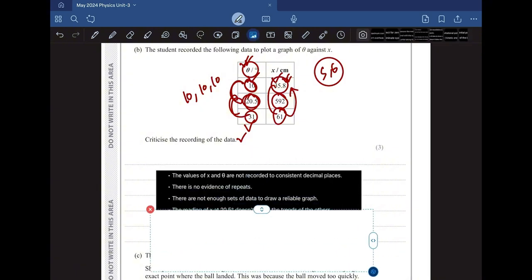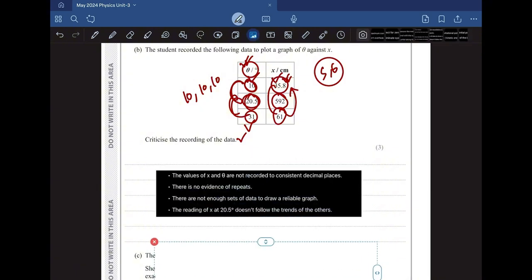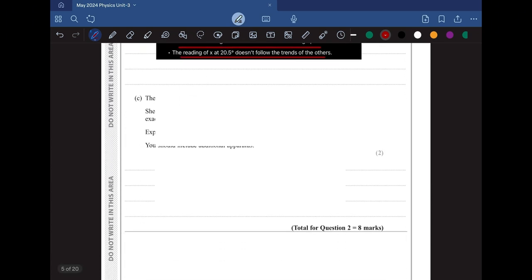I have written 4 of them, but you will have to give only 3 of them because the question is a 3 marks question. The values of x and theta are not recorded to consistent decimal places. The decimal places are inconsistent. There is no evidence of repeats. They didn't repeat the readings. There are not enough sets of data to draw a reliable graph. And the reading of x at 20.5 degrees doesn't follow the trend of the others. So these are the ways we will be criticizing this particular data provided by the student.